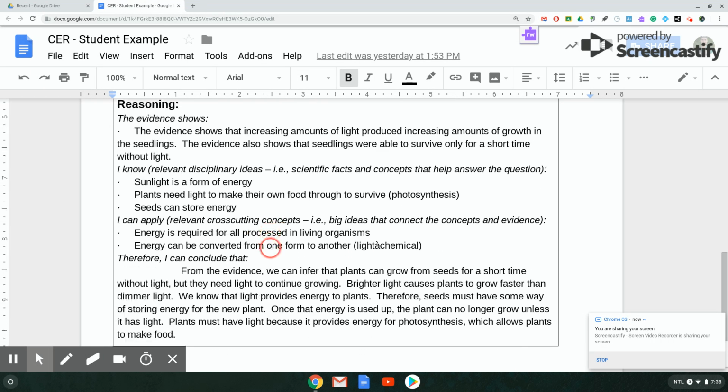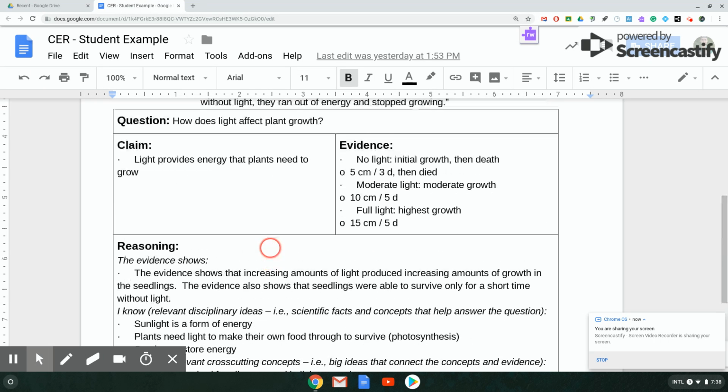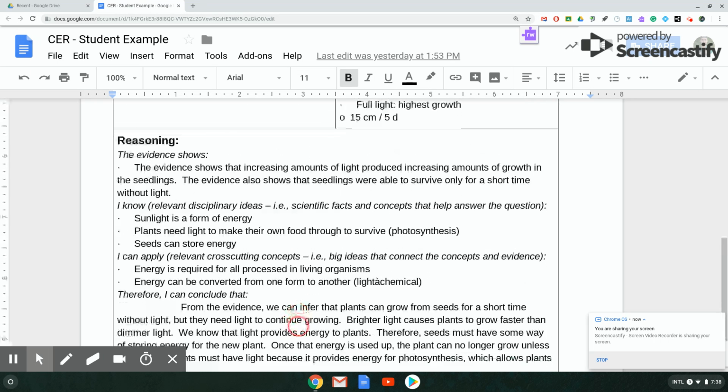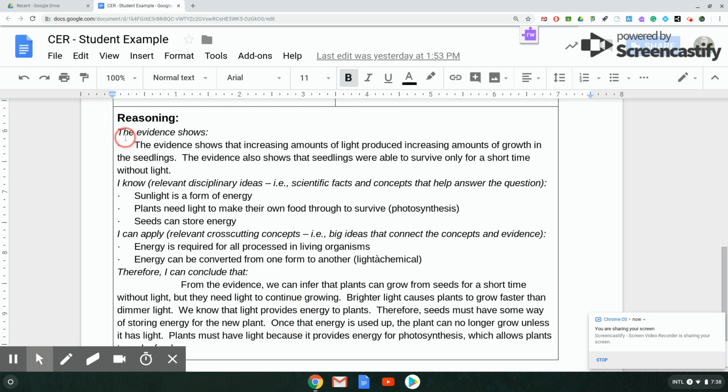Now, last but not least is the reasoning. This is the most important part. This is what links your evidence to your claim. And this is what we as your teachers care about the most. So I've broken it into 4 parts. The evidence shows, I know, I can apply, and therefore I can conclude.